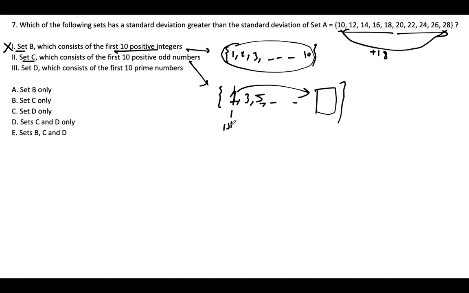So if this is your first term, this is your 10th term. How many terms? 10 terms. So how many gaps? There will be 9 gaps. Each gap is of 2. So 9 into 2 is 18, plus 1, this is 19.